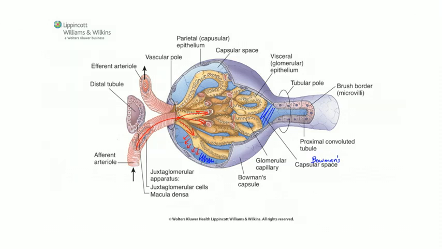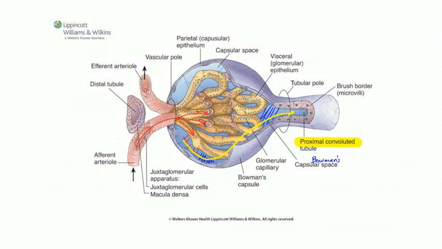And from there, this fluid, which we call the filtrate, it's not called the urine just yet, from there this filtrate enters the proximal convoluted tubule, which is the first part of the nephron. And we'll pick up the flow of the filtrate again in renal 3, and we're going to follow it through the nephron as it turns into urine.